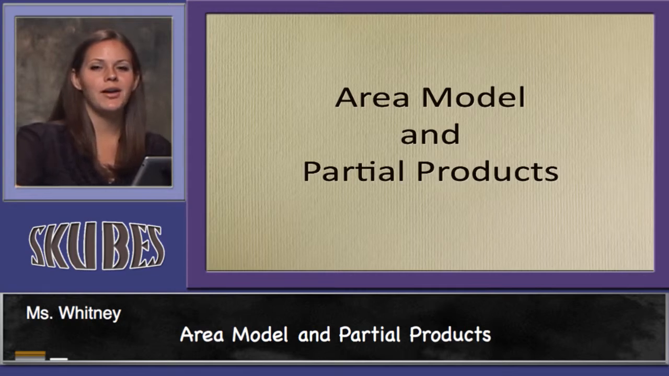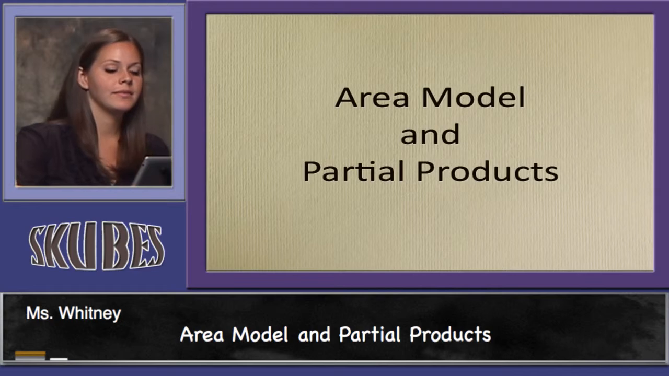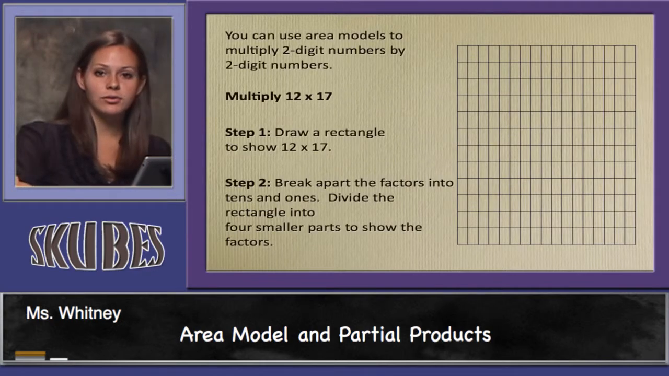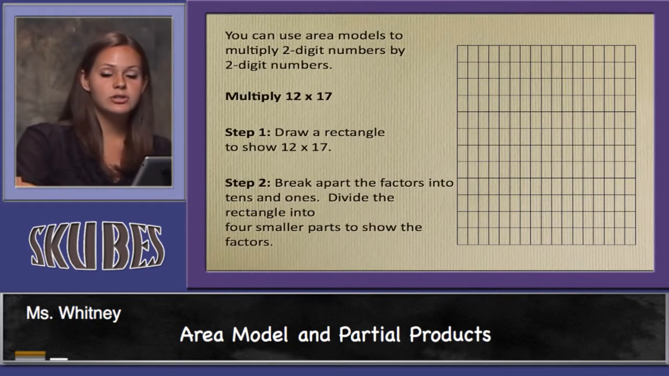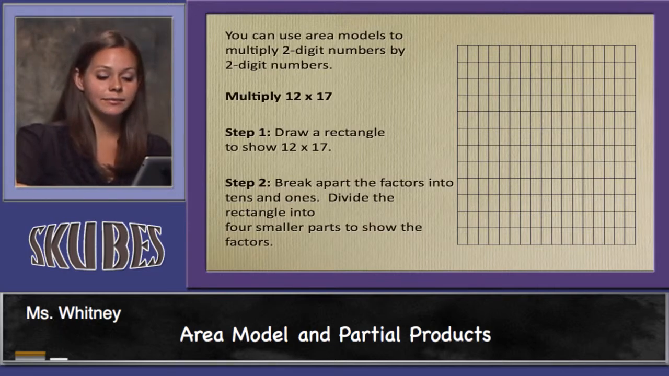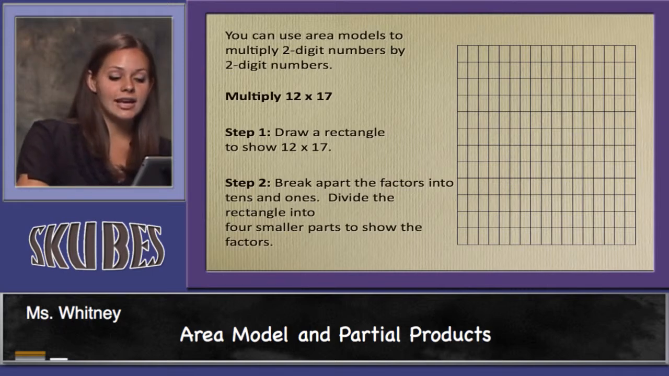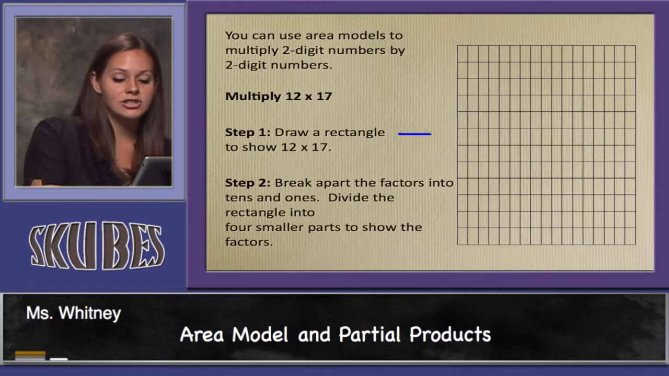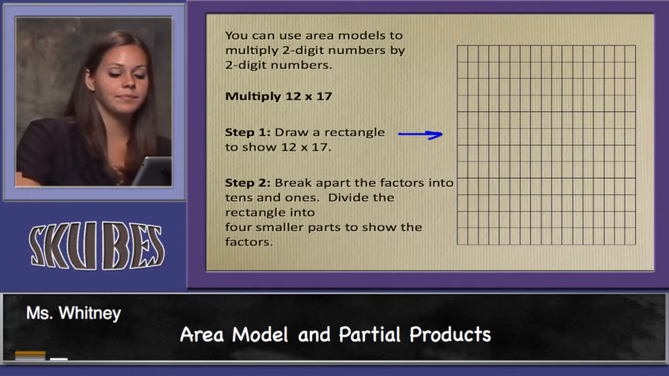Today we're going to talk about area models and partial products. You can use area models to multiply two-digit numbers by two-digit numbers. Let's multiply 12 times 17. First, draw a rectangle to show 12 times 17, as you see on the screen.